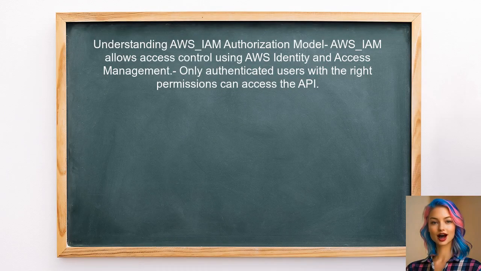in the future. To understand the AWS IAM authorization model in Amazon API Gateway, the user should first know that it allows access control using AWS Identity and Access Management. This means that only authenticated users with the right permissions can access the API.